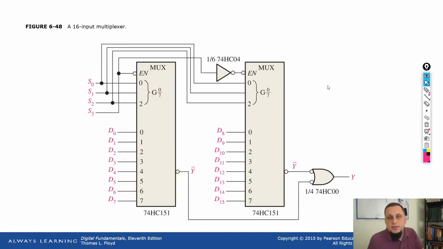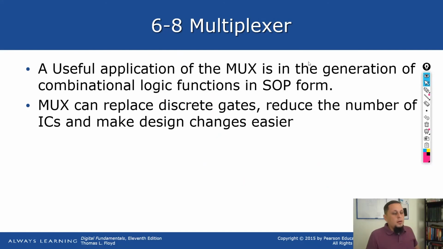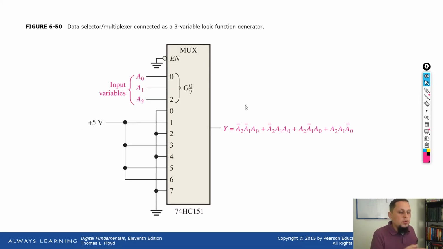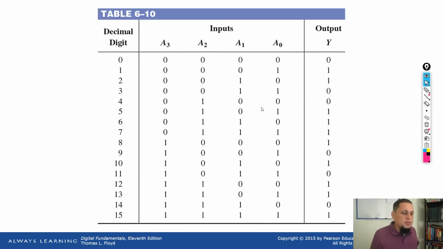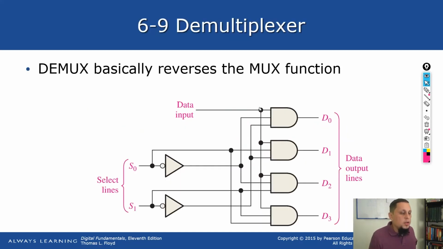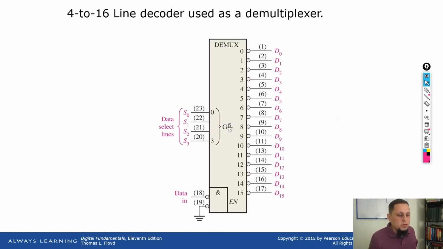Okay, so these are some existing fixed function logic devices, and these are useful applications for the multiplexer. The multiplexer can be used to generate combinational logic functions in SOP form, etc. I recommend you go through these slides and see the different outputs for the different inputs. And this is a demultiplexer. A demultiplexer is just the reverse of the multiplexer. If you have incoming data, then based on the data selector, you can decide where this input will go.